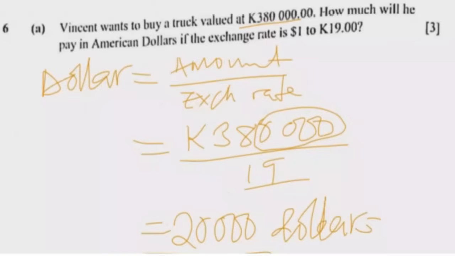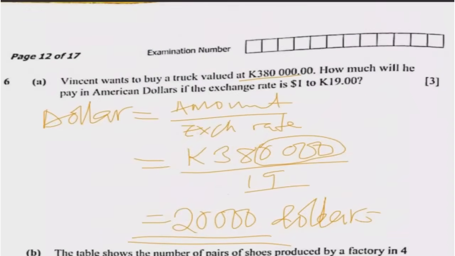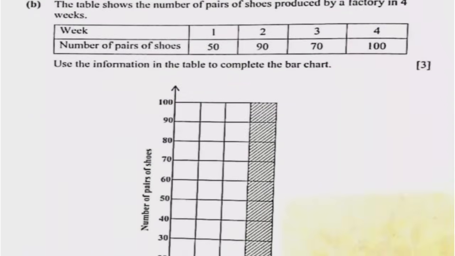Let's go to question 6B, which is as follows. The table shows the number of pairs of shoes produced by a factory in 4 weeks. So we have got weeks there, then we have got number of pairs of shoes. In week 1, 50, week 2, 90, week 3, 70, week 4, 100. Use the information in the table to complete the bar chart.